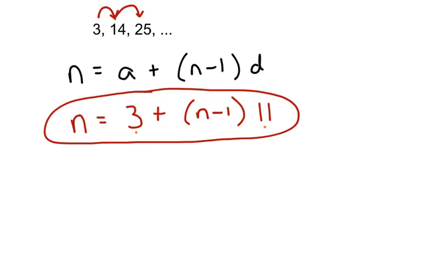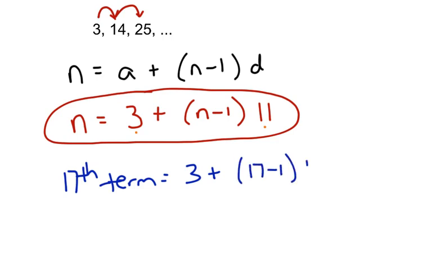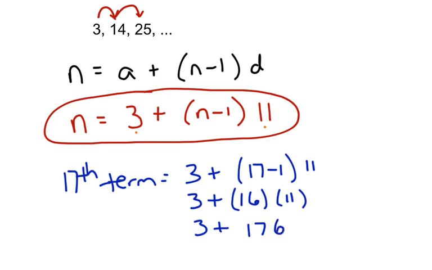And the value of having a formula like this is, let's say I wanted the 17th term. Well, I know that's going to be 3 plus 17 minus 1 times 11, or 3 plus 16 times 11, which is 3 plus 176. So the 17th term of this sequence would be 179. I can use that formula to find any term I want.